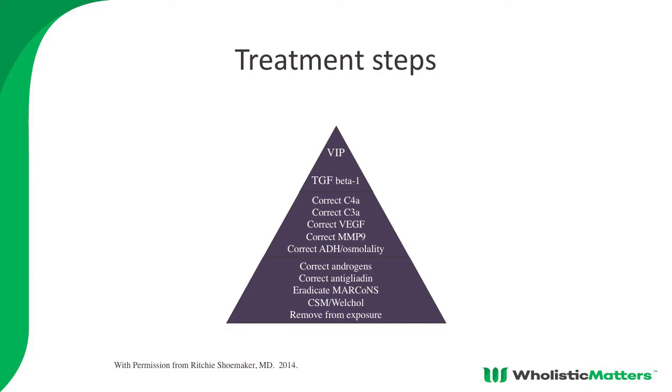This is what has been studied in terms of 2 randomized controlled trials. We begin with removal of exposure. We then give a binder to clear out the inflammagens. Once that occurs and they pass their visual test, we eradicate their MARCoNS with a nasal spray. We correct their gut, including food sensitivities. We then correct their hormones and androgens. We then deal with their ADH and osmolality. We then reduce their MMP9, correct their VEGF, correct their C3a, C4a, TGF-beta1, and then we give them VIP.